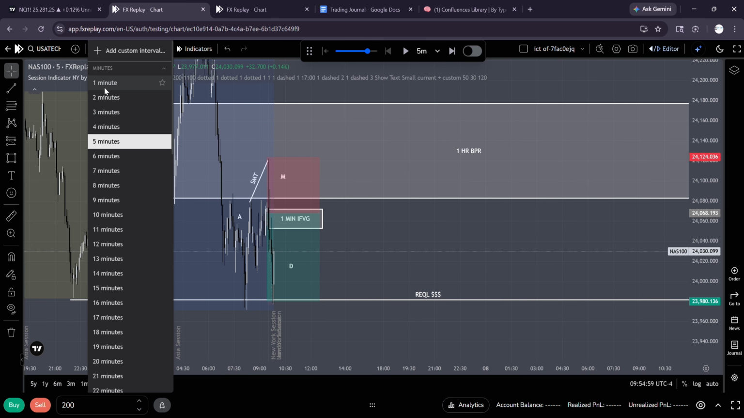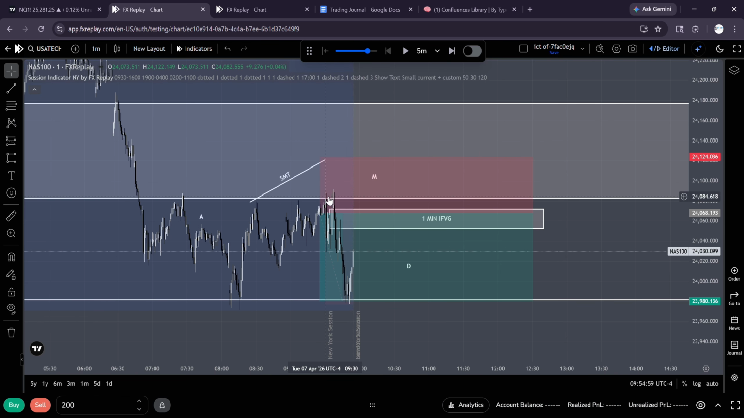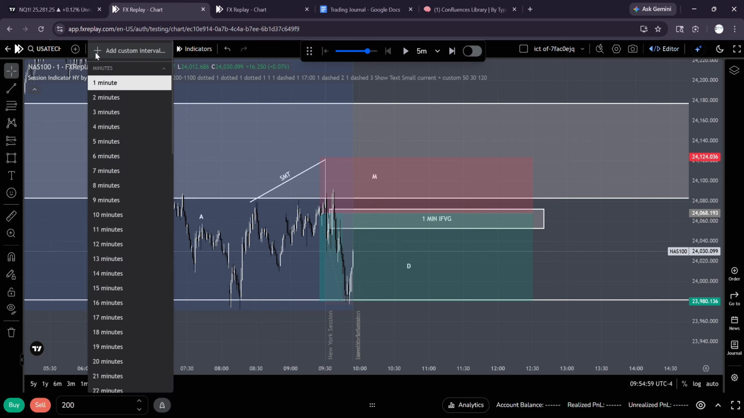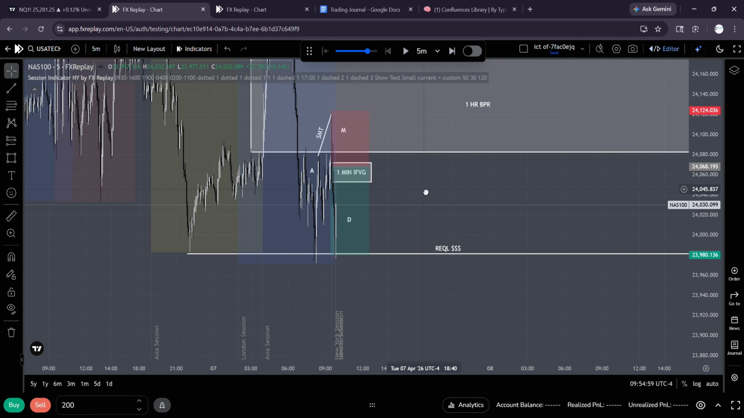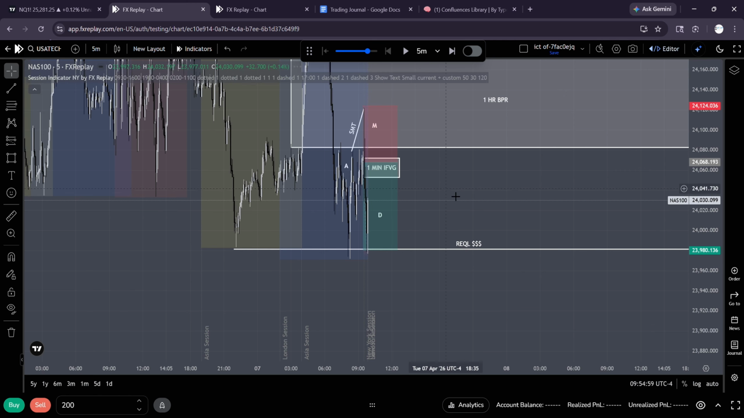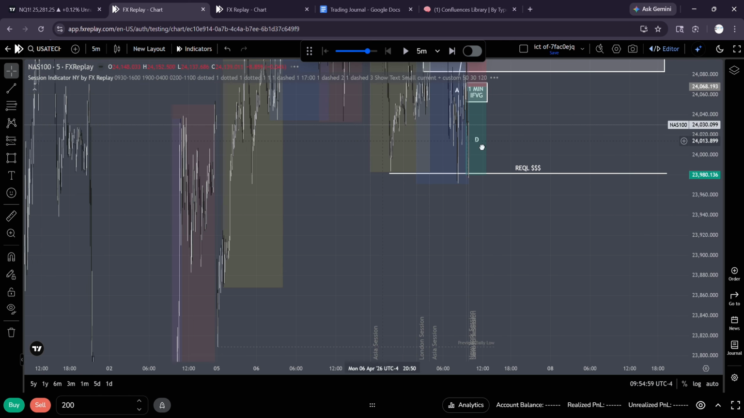So as you can see on market open, we kind of wicked into this range, into this BPR, and this rejection block is huge because it literally tells us that price is rejecting this area significantly. But that's not the only setup that there was.